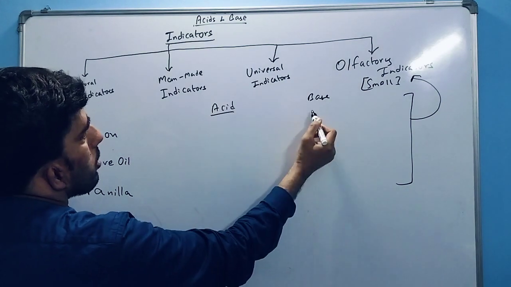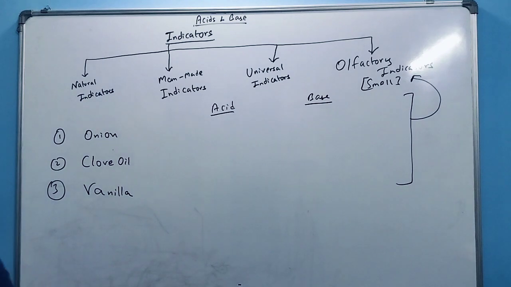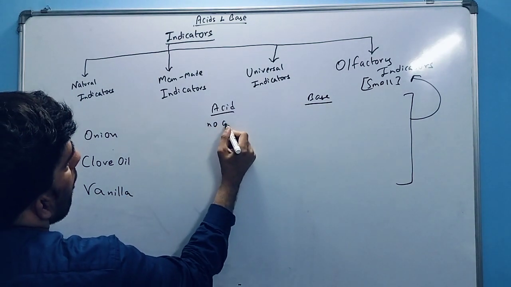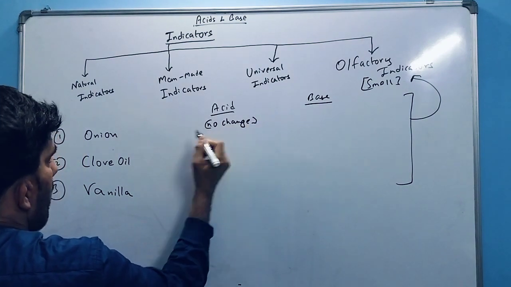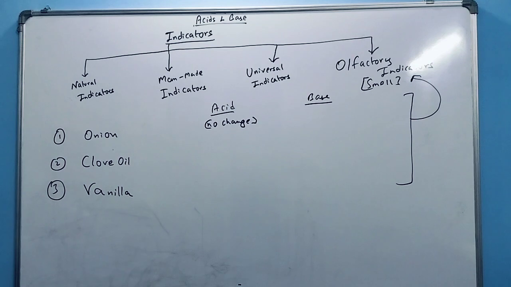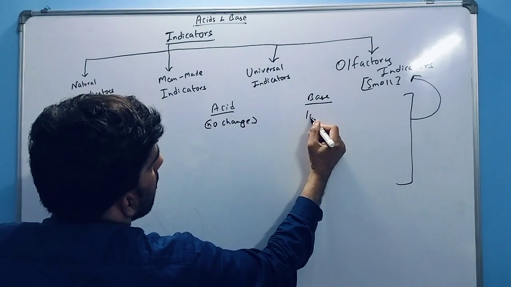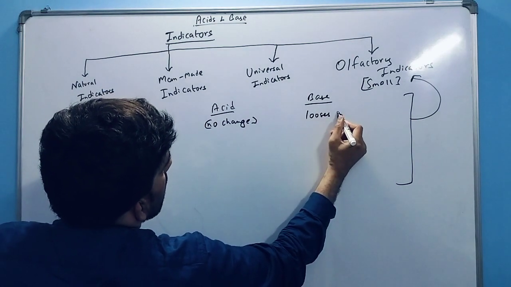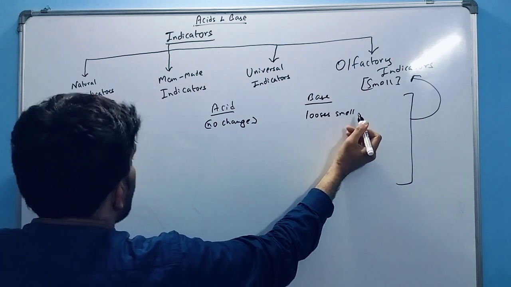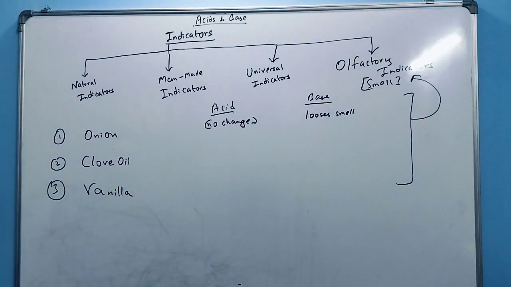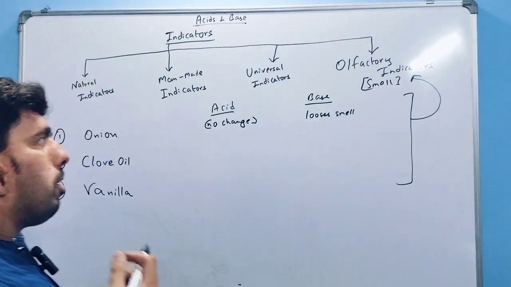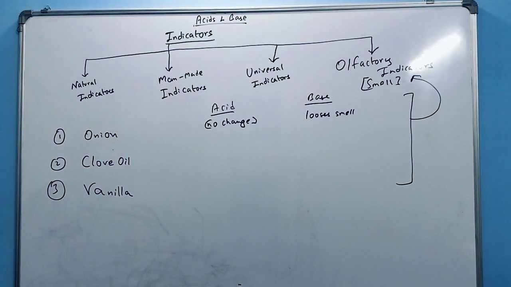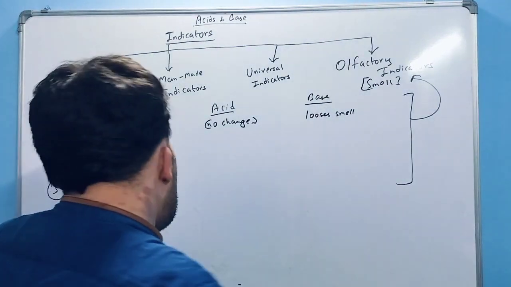Now they detect the smell. When we add onion in the acidic solution, there is no change in smell. But when we add it into base, it loses smell. That means when an onion is added to the acidic solution, the smell will be the same as that of the natural onion, and in the base, it loses smell.